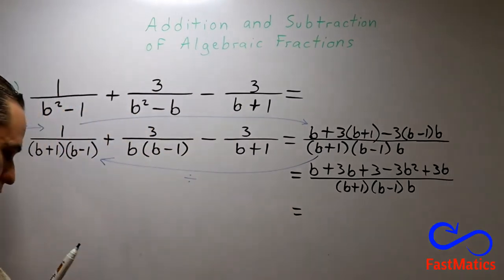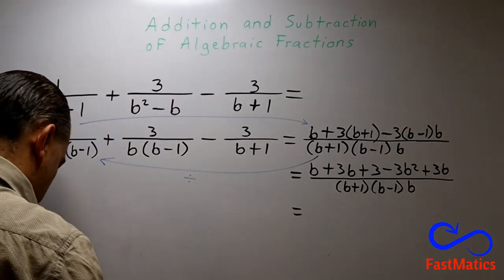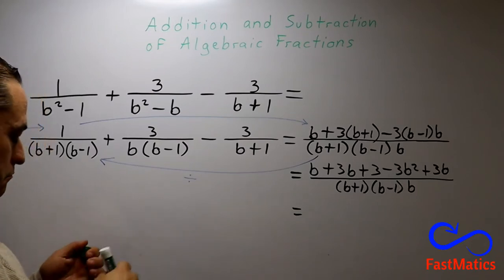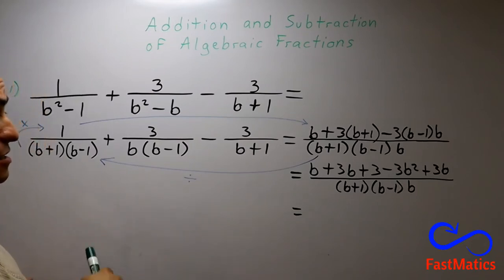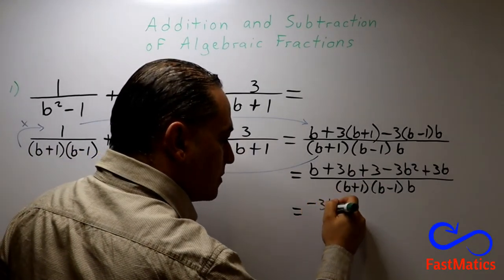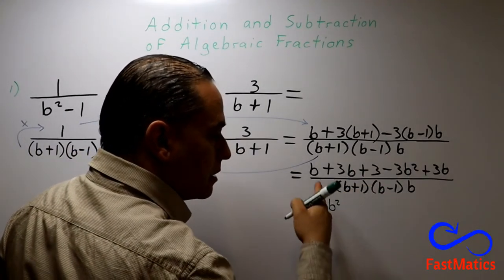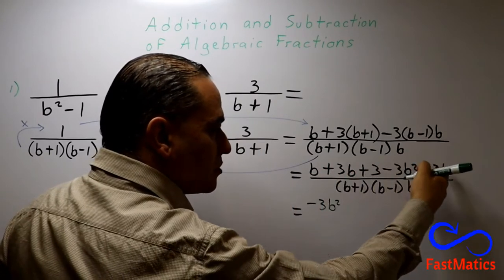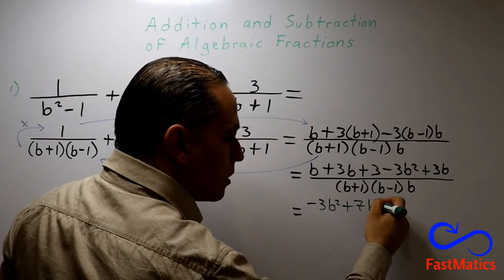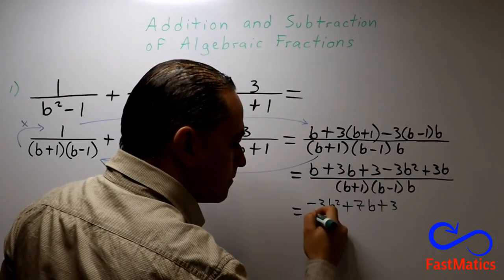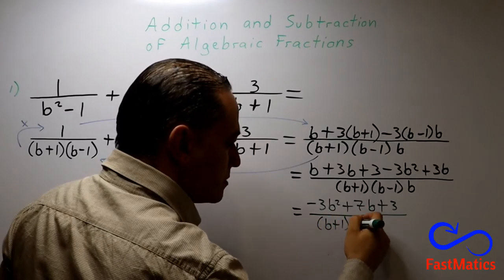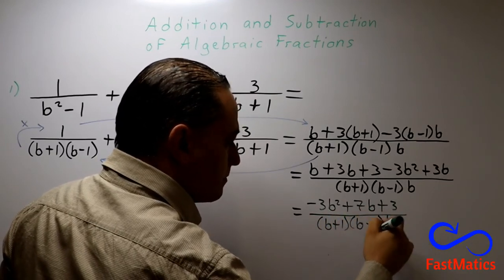Finally, we are finishing this exercise. We're going to write ordering with the highest exponent at the beginning. Negative 3b squared plus b plus 3b plus 3b plus 7b plus 3 divided by b plus 1 times b minus 1 times b.